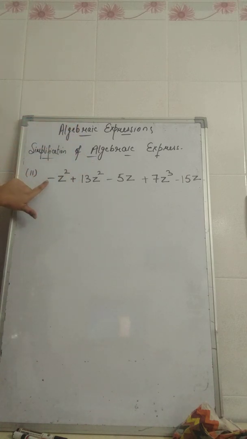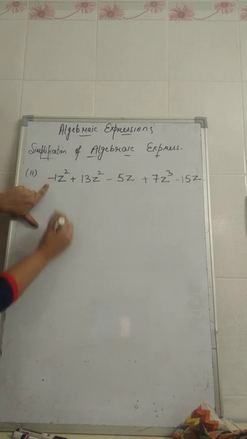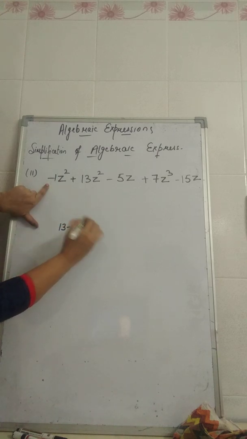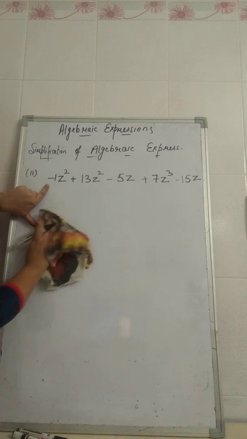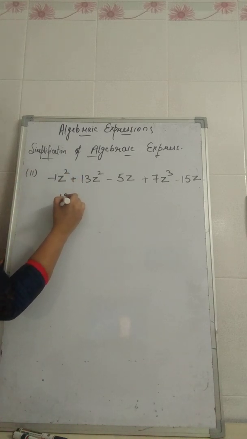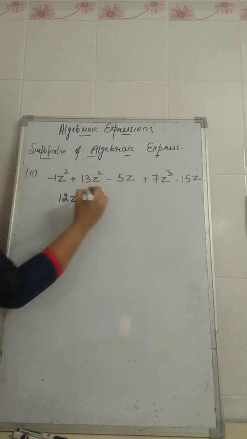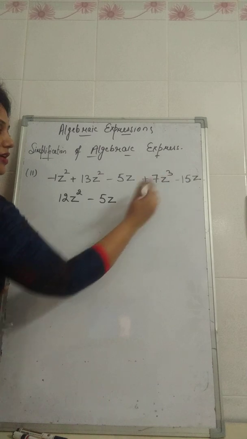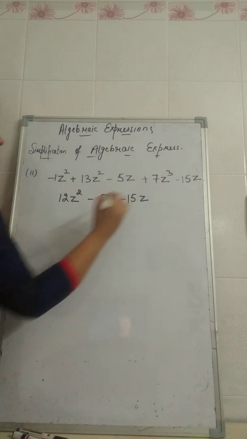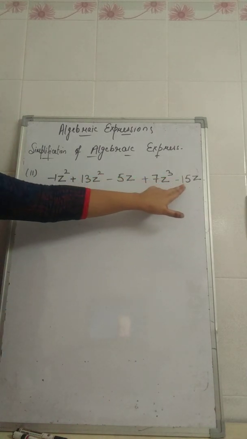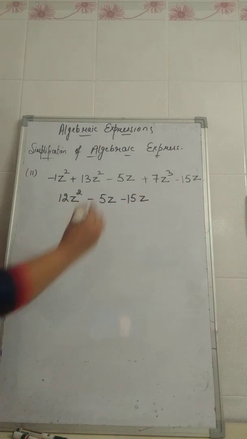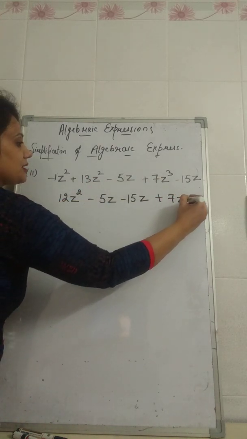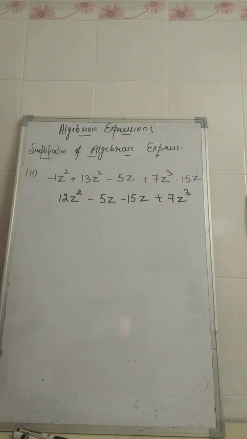This is 13 and this is minus 1. If no number is written, it means we are having 1. So 13 minus 1 is 12. So it will be 12z square minus 5z. Now minus 5z and minus 15z are like terms. So I have written minus 15z first and then at the last I will write 7z cube.